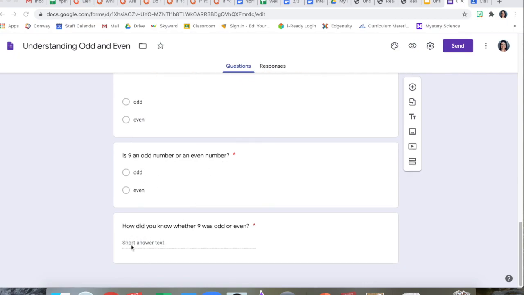Down here is a short answer where you're going to type some words. The question is, how did you know whether 9 was odd or even? So give me about one sentence explaining what your brain did or what tool you used to figure out whether 9 was odd or even.